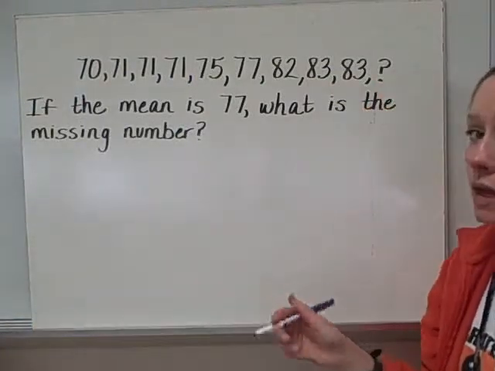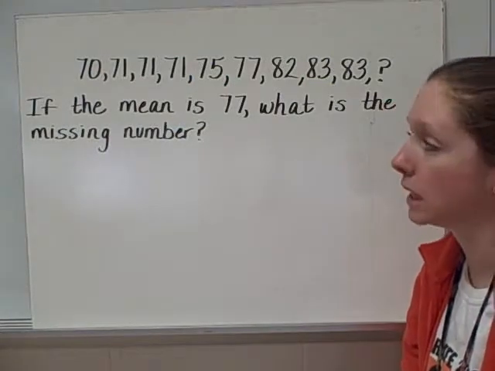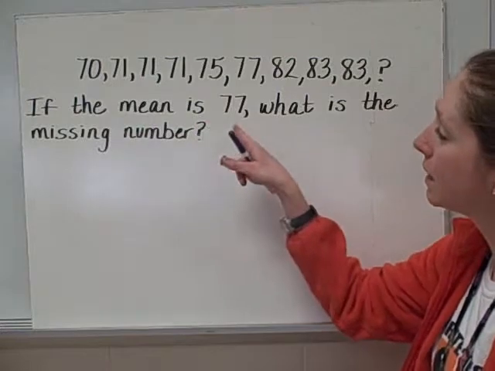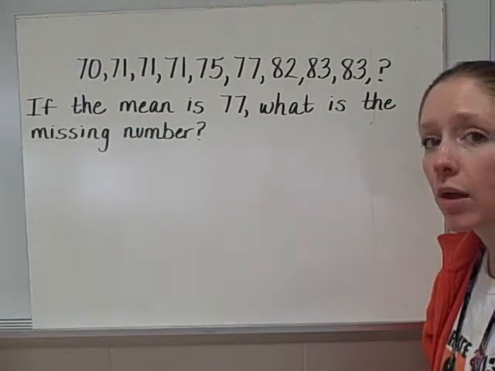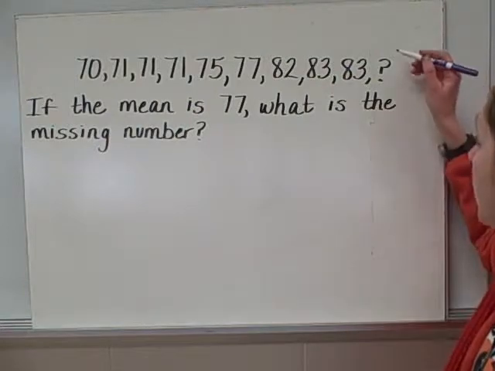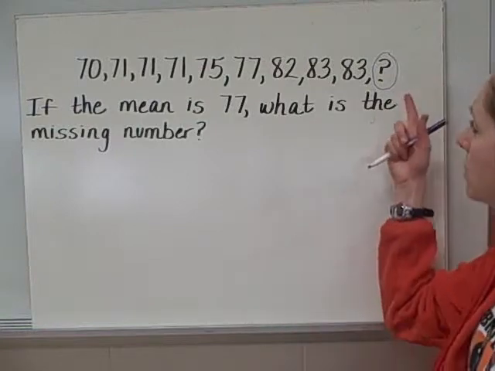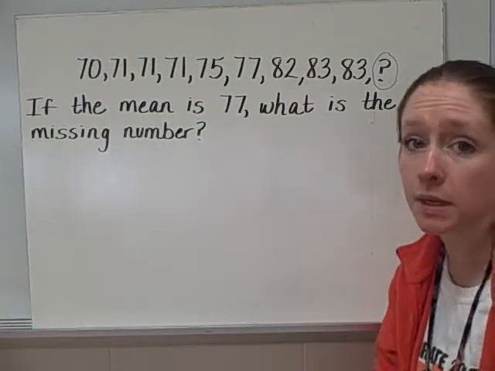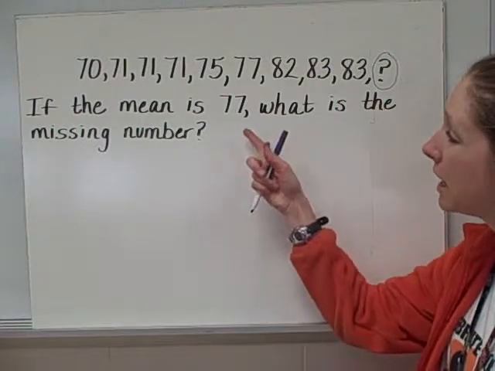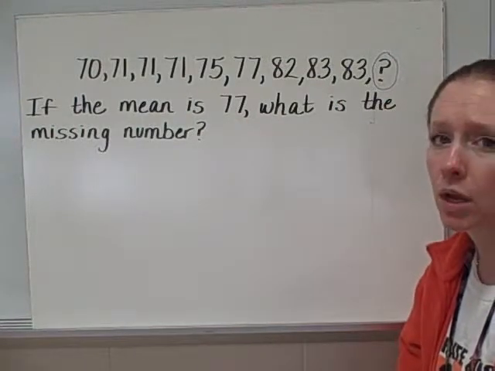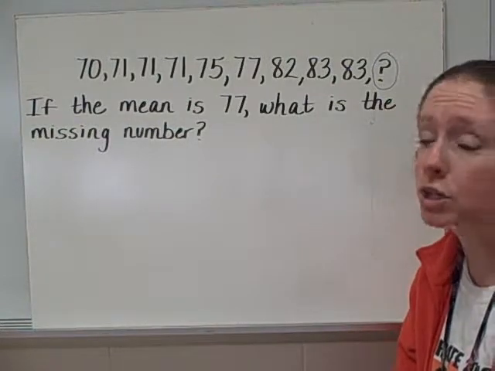Okay, my next data set is a little bit different. This is a very typical problem when it talks about mean. It says if the mean is 77, what is the missing number? So we've got to think about kind of working backwards to find out what this mystery number is. Well, if I knew what that mystery number was, I'd do the same steps. I'd add them together, divide by how many there are, and it's telling me I'm going to get 77. So think about how you can solve that by doing some equation strategies.